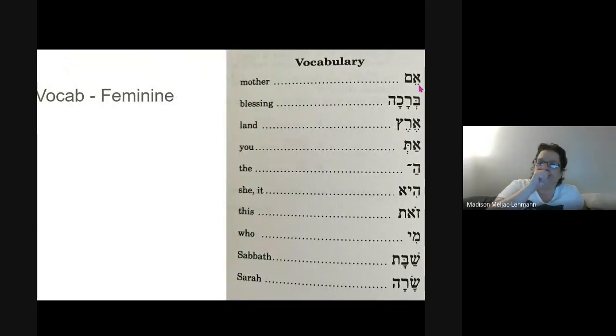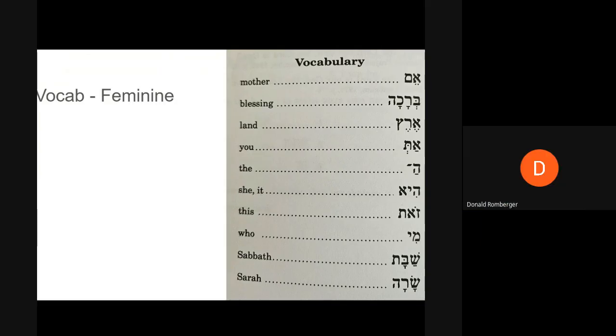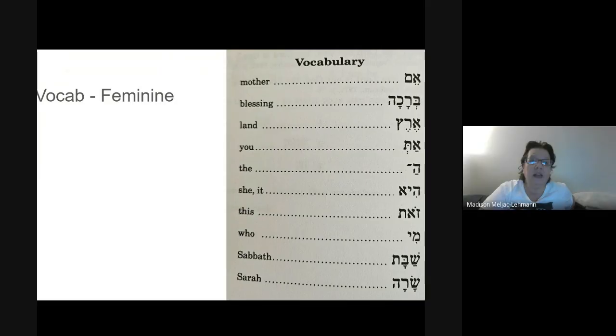So anybody want to try to read the first word? Oh, sorry. Eem. Yep. Eem. So it's an alef and an M, eem, and that means mother. In fact, my kids call me Ema. So my mother. So this is eem. Okay. So good job.